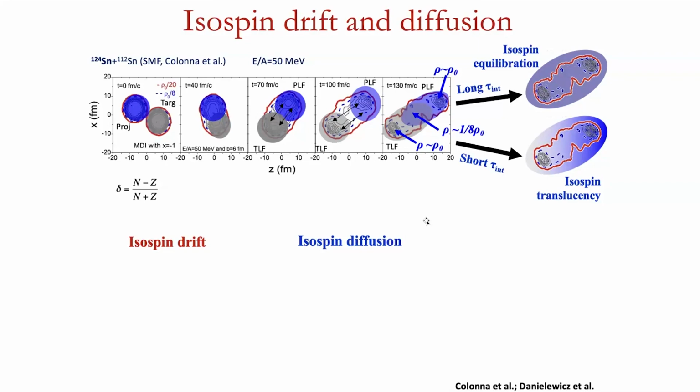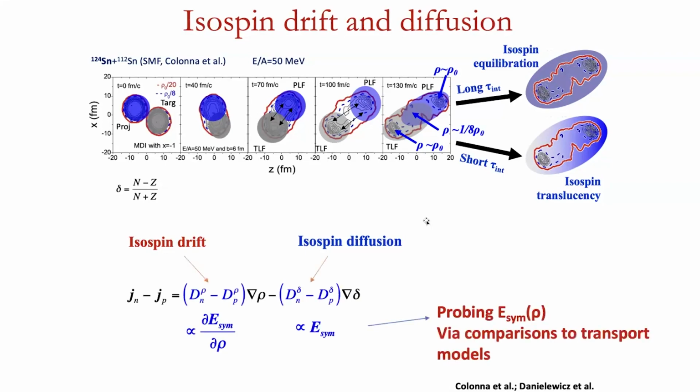So the degree of change in this n over z is called isospin diffusion. And both phenomena, isospin drift and isospin diffusion, depend on the symmetry energy. And this has been expressed in several papers. So the flow of neutrons and protons here due to the isospin drift and isospin diffusion depends on the symmetry energy in different ways. The isospin drift is more related to the density dependence of the symmetry energy, while the isospin diffusion is more related to the strength of the symmetry energy around saturation.